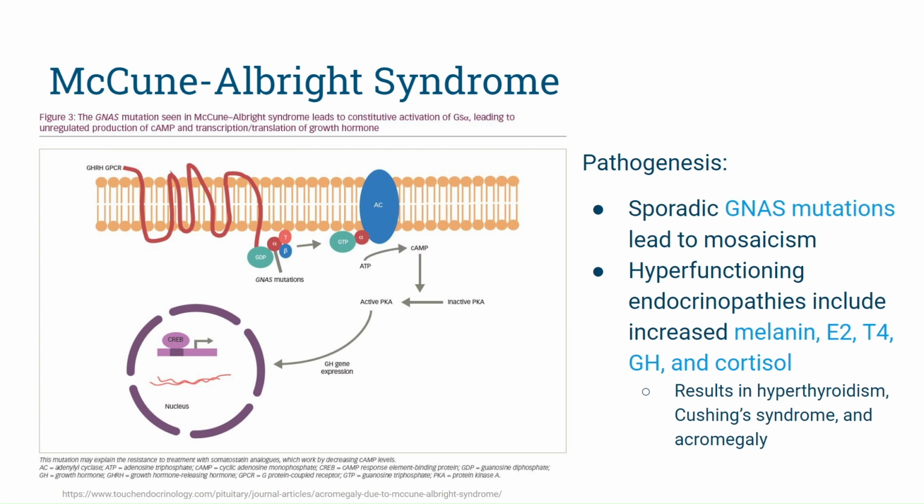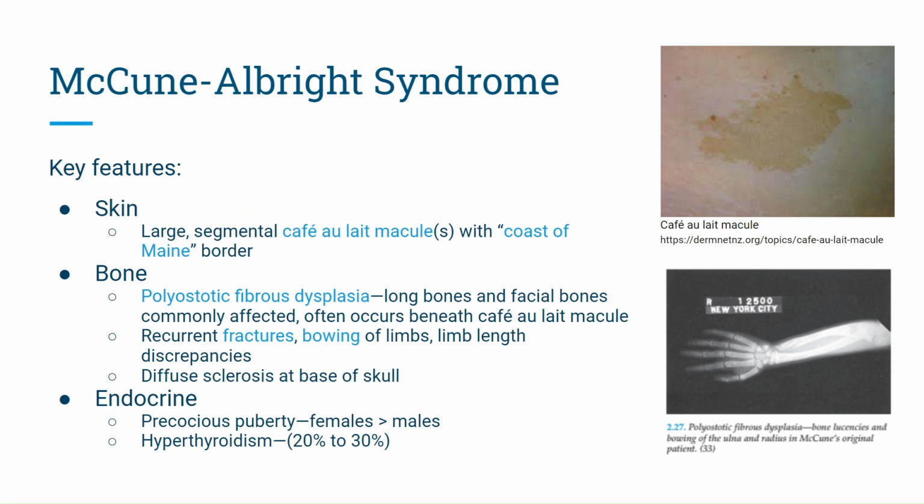You can have a hyperfunctioning endocrinopathy from this, which includes increased melanin, T3/T4 for thyroid, growth hormone, cortisol, and therefore you can see things such as hyperthyroidism, Cushing syndrome, and acromegaly. Key features here in McCune-Albright syndrome with skin, you can see café au lait macules, considered coast of Maine bordered. You'll also see polyostotic fibrous dysplasia, so long bones and facial bones are most commonly affected, and that's usually underneath the pigmentary change.